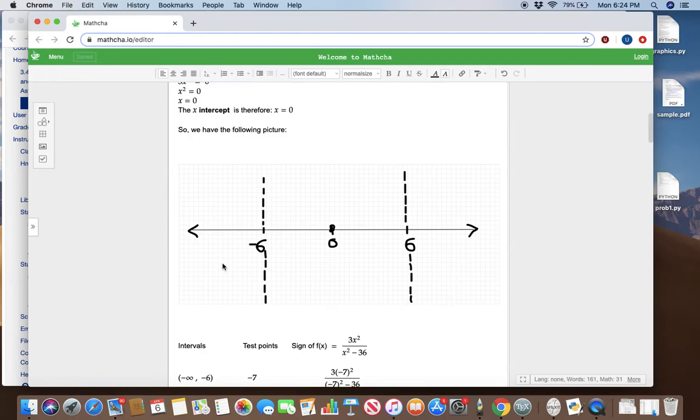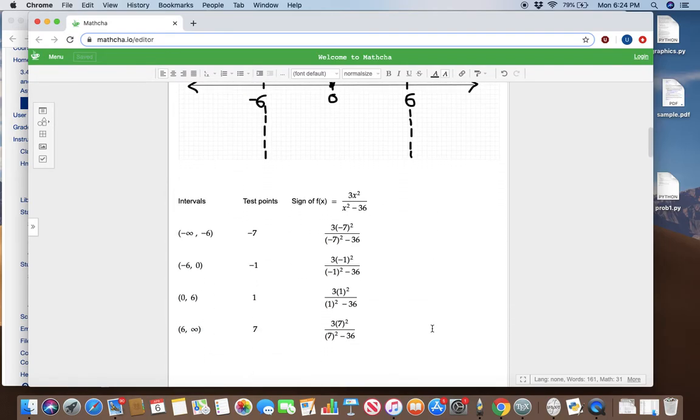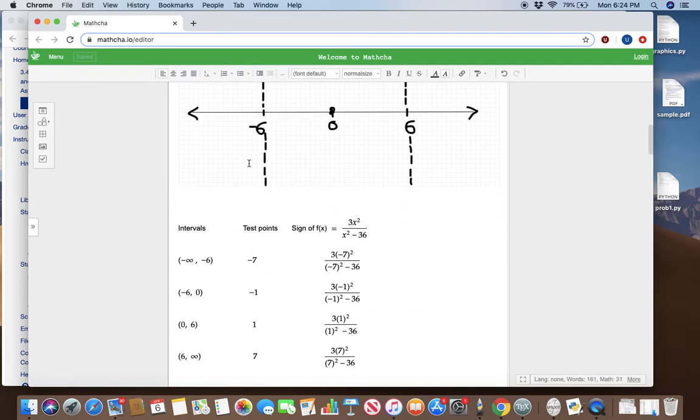What are the remaining regions? 1, 2, 3, 4 intervals. They are negative infinity to negative 6, negative 6 to 0, 0 to 6, and 6 to infinity. Okay, I want to know whether my curve is above or below.